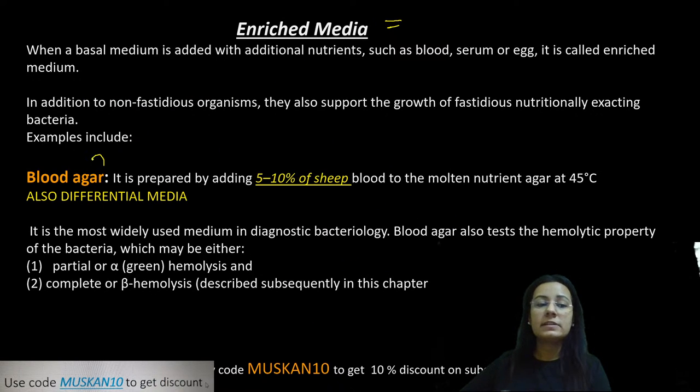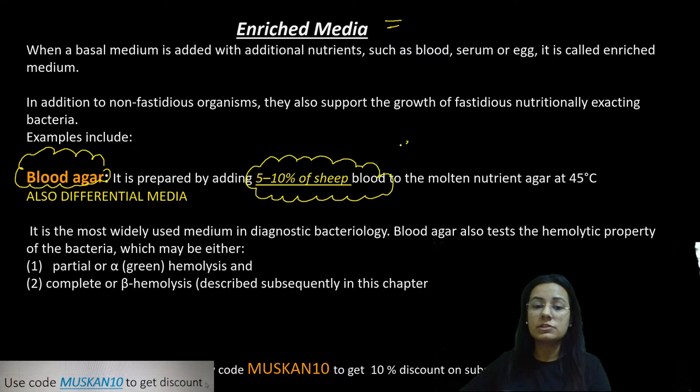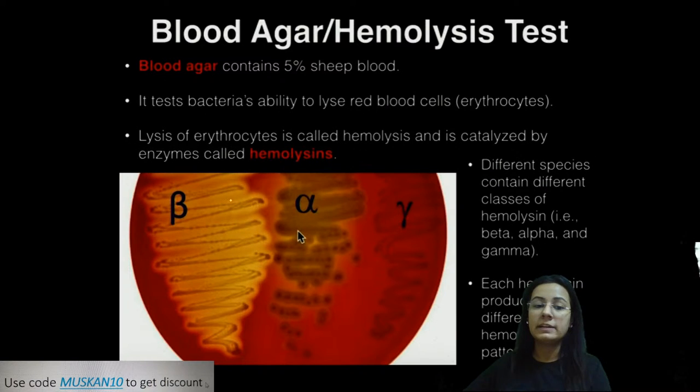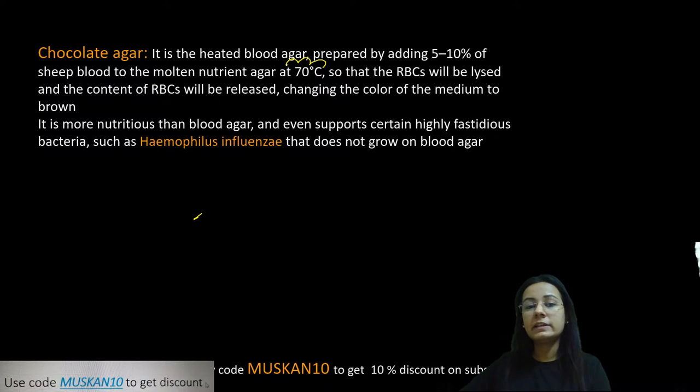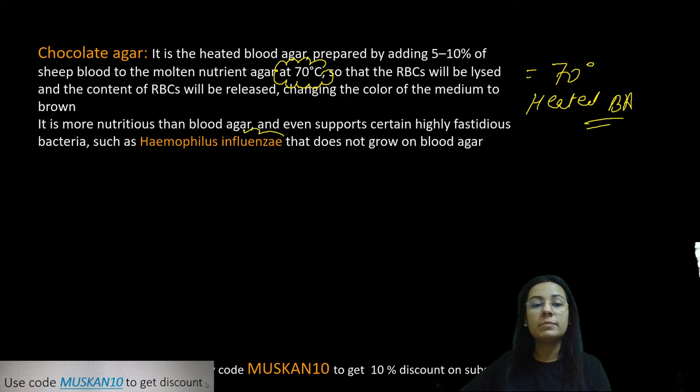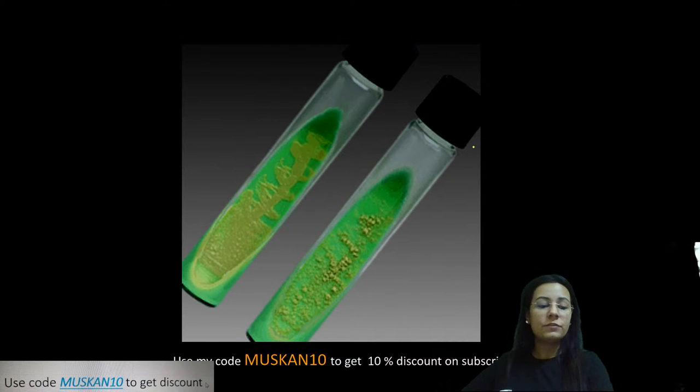Now enriched media, we have seen blood agar. That is blood agar, we need to remember 5 to 10% of the sheep blood, and it is also an example of differential media. That is alpha, beta and the gamma hemolysis, with no color change in the gamma, and alpha green color hemolysis, partial hemolysis, and the beta. Okay, chocolate agar is nothing, that is heated blood agar at 70 degrees Celsius, mainly used for the H influenzae, kyunki usko factor number 5 ya factor number 10 chahiye for its growth.